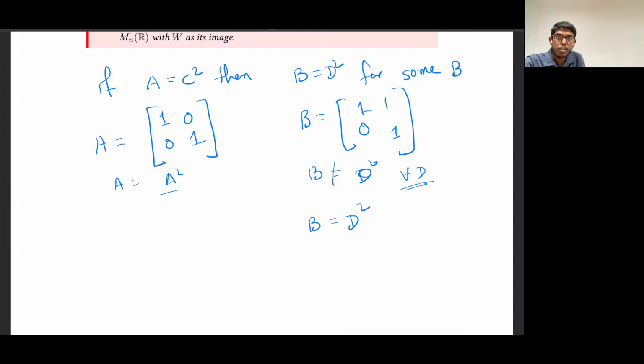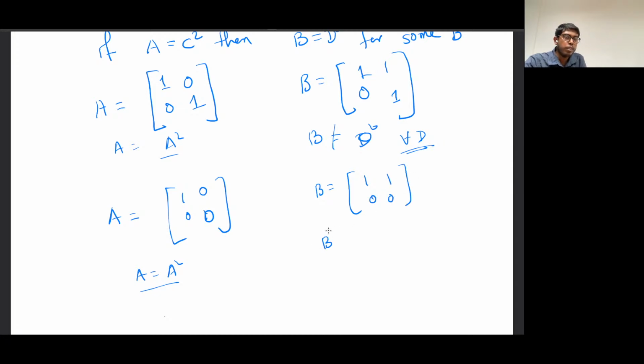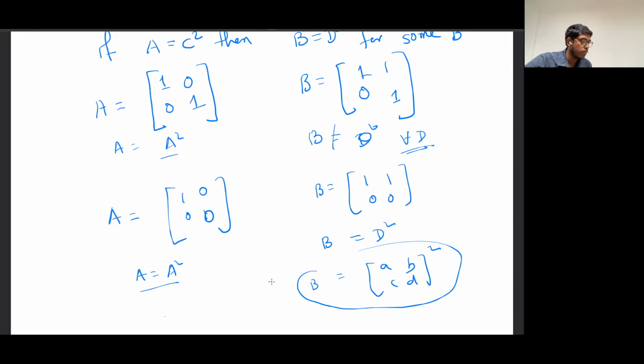Let's take this option for an easier computation. I guess that's not true. So let's take A as this, with zeros. Of course, A equals A square. And if I take B as 1, 1, 0, 0, then can B equal some D square? It's like a, b, c, d, and its square is B. Can you write this B as a square of T? So why did you say that it's true? Even in the field of complex numbers, if I'm right, that's not true.